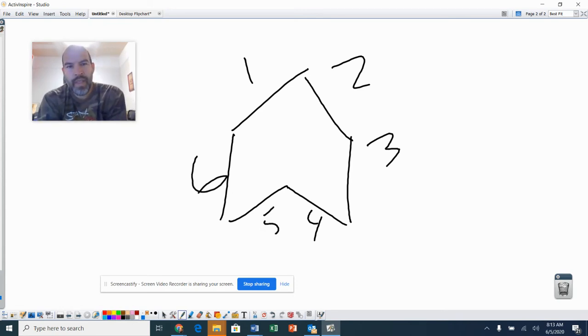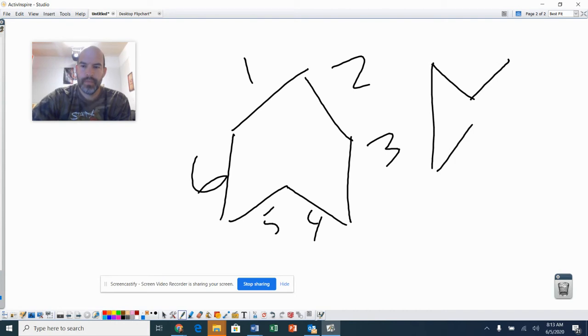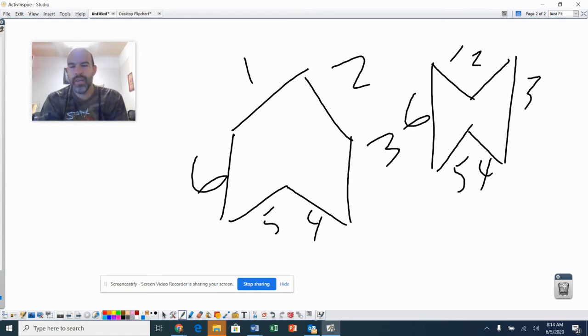Now, you might not have thought that was a hexagon because you're used to what is most common, like the pattern block for a hexagon. But yes, this is a hexagon too. Could you make a different hexagon? Sure. Could we make a hexagon that looks like this? Count it. 1, 2, 3, 4, 5, 6. All right, so there's two other hexagons.